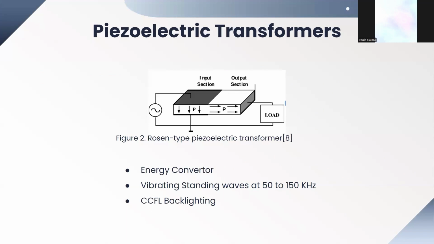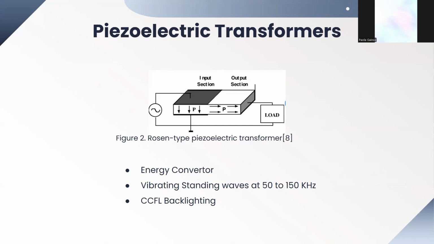A piezoelectric transformer works by converting electrical input to mechanical energy and then reconverting that mechanical energy back to electrical output. This mechanical conversion is achieved by a standing wave vibrating at a frequency ranging from 50 to 150 kilohertz, as seen in Figure 2.